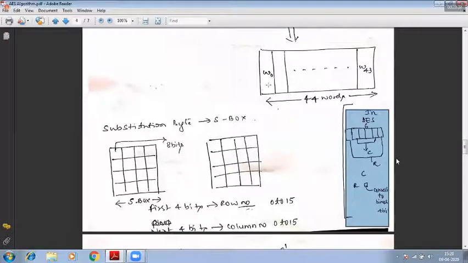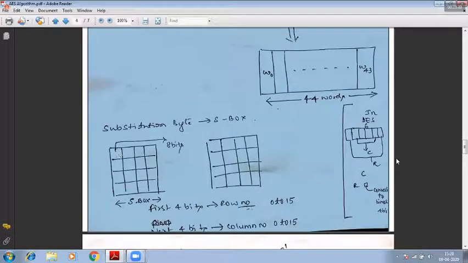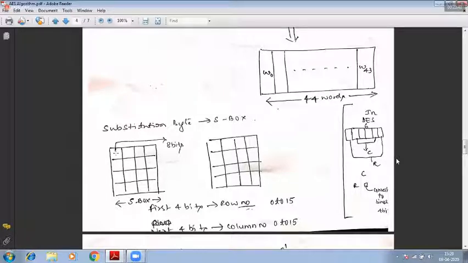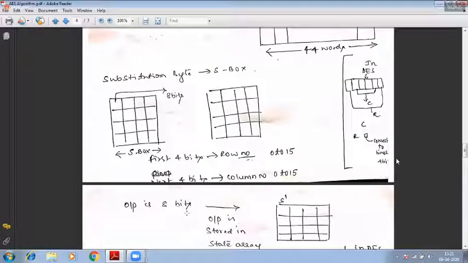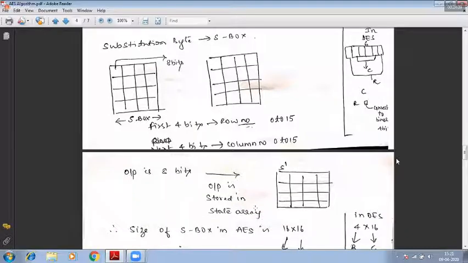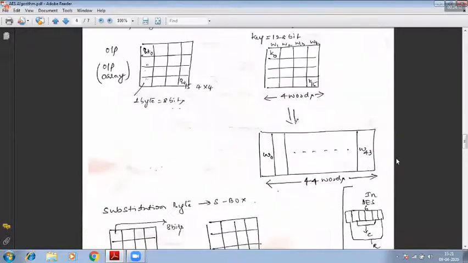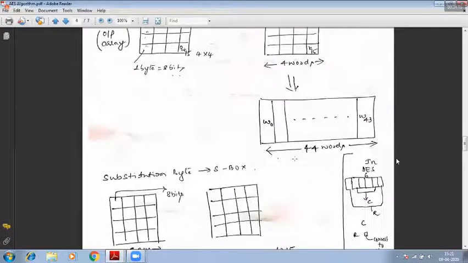Similarly, in the same fashion, remember, each entry is of 8 bits in each particular row as well as column. So the first 4 bits will represent the row number, and the next 4 bits will represent the column number. Remember, everything is in a bit fashion, right? Now this output is also 8 bits, where I have to store this 8 bits once again in a state array. Here I call the state array S dash.